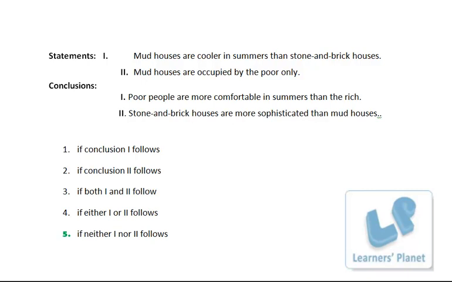Let's see the second one. Stone and brick houses are more sophisticated than mud houses. See, that's actually a relevant conclusion. Here we are not talking about sophistication over here. So this conclusion is really irrelevant. So both the conclusions do not follow. So we can say that neither one nor two follows.